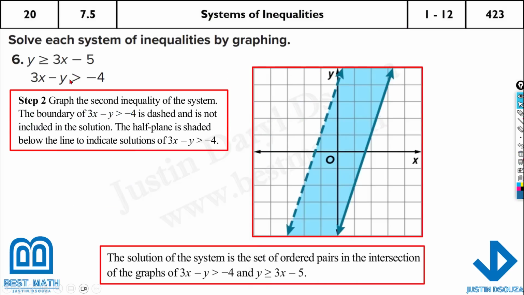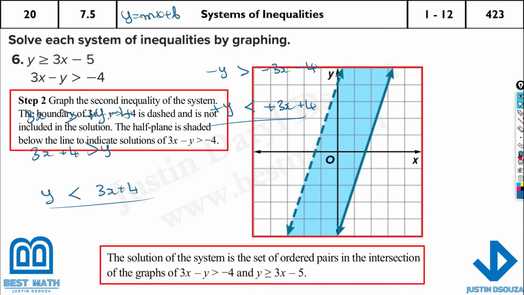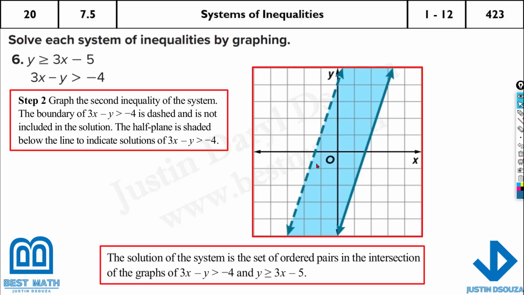Here the second one is just greater, it will be less than. You can see over here it was less than. It's not less than or equal to, it's only less than, so it's dotted line. And less than is down, and over here it was greater than, so it's up. So this middle overlapping region is the solution region.